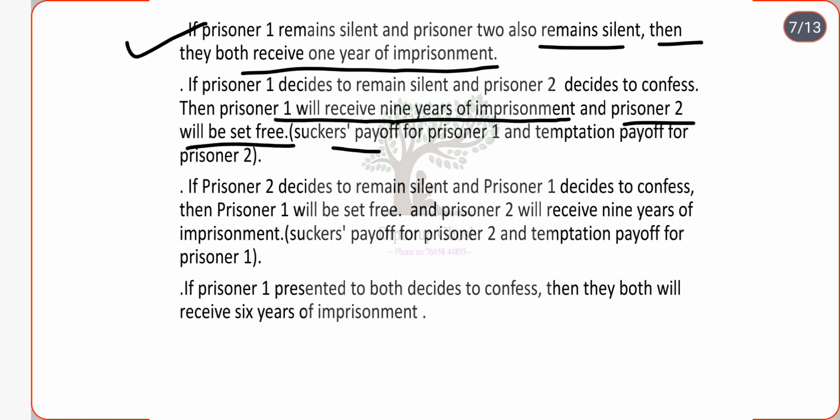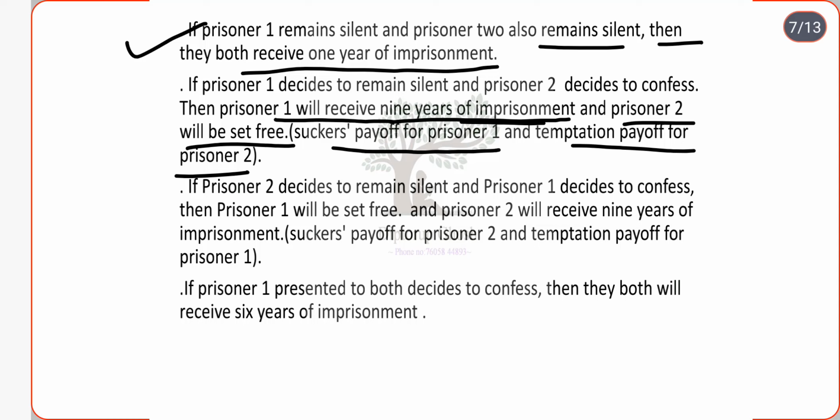So that is the sucker's payoff for prisoner 1. Prisoner 1 is suffering the sucker's payoff, which is 9 years of imprisonment, and prisoner 2 is getting the temptation payoff, which is basically being set free, or not getting any imprisonment.